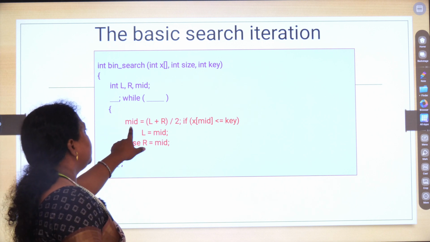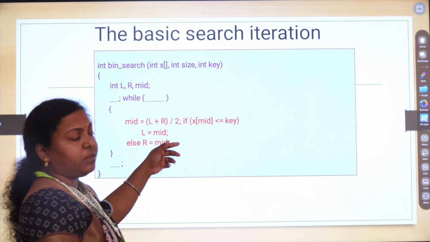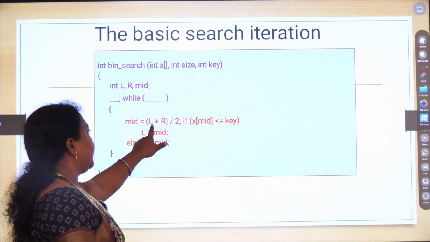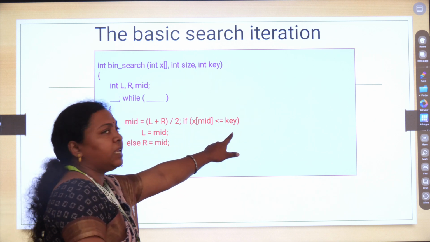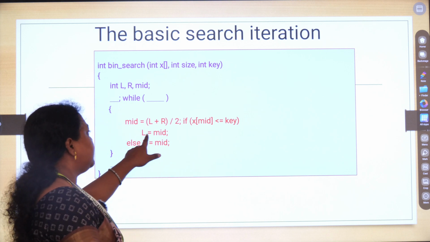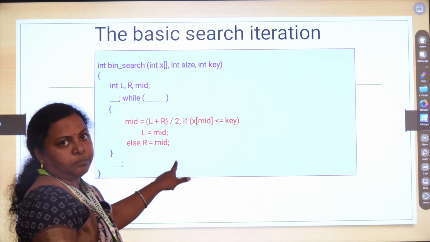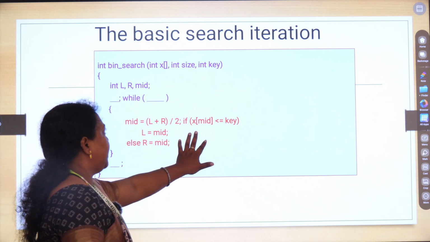What we do is we are just checking the middle value. Each and every time the middle value will be changed. For the first time the middle value will be (L plus R) by 2, and if the middle value is lesser than or equal to key, then L is equal to mid, else R is equal to mid. So it keeps on changing based on the middle value.